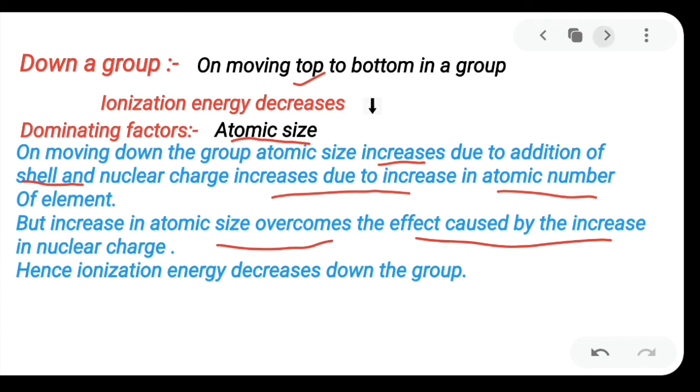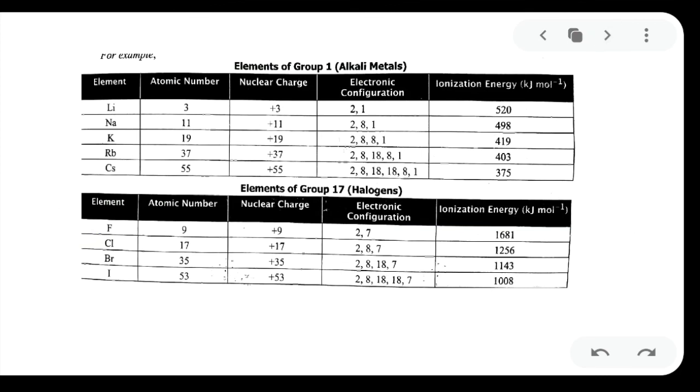Now let us see the example in group 1 and group 17. In group 1, you can see from lithium to cesium there is a number of shells. If you see the electronic configuration, the number of shells increases. For lithium it is 2, then 3, then 4, then 5, then 6. The number of shells increases, and along with it the nuclear charge also increases, but the effect of nuclear charge is overcome by the increase in the number of shells. Hence, it follows the atomic size trend.